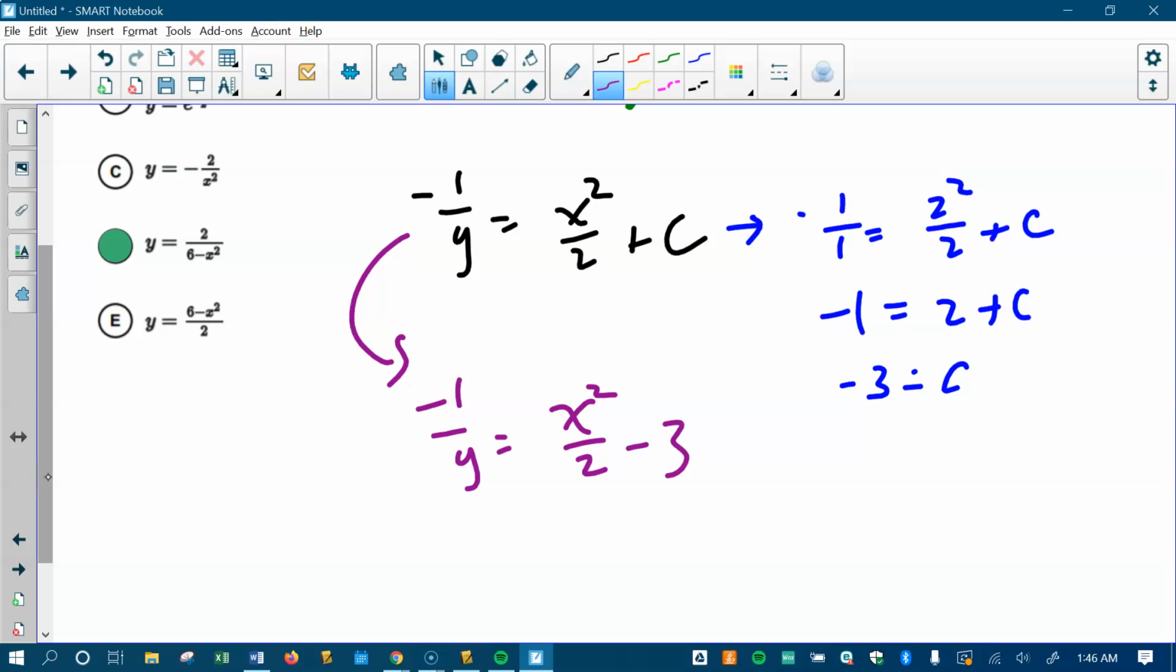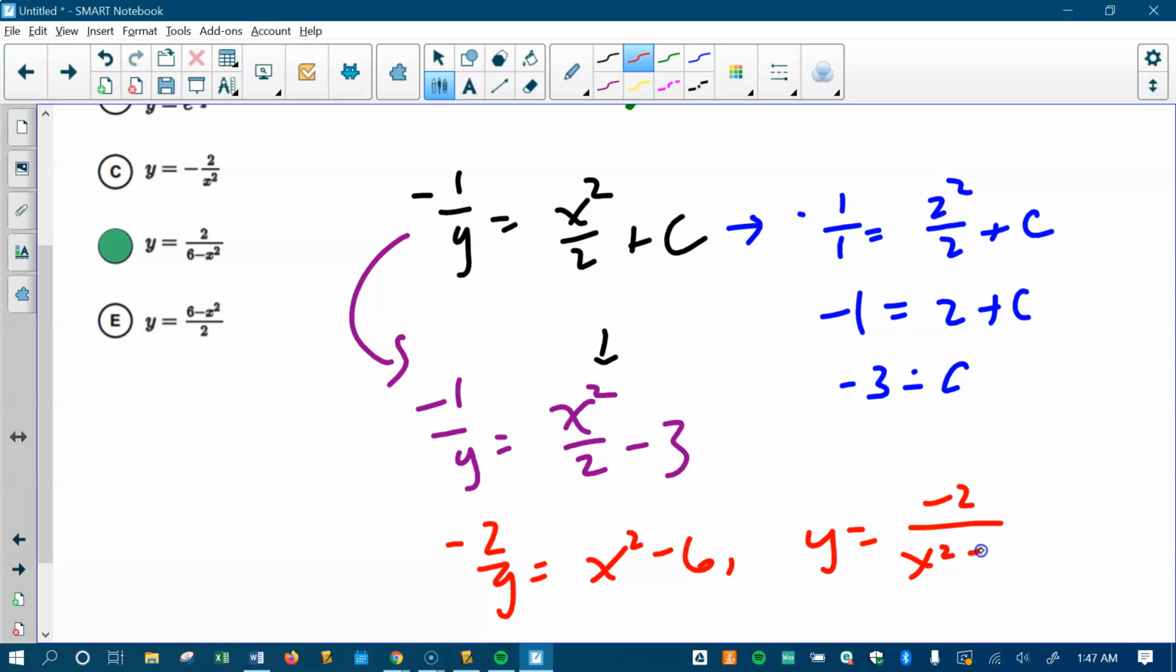I can multiply both sides by 2 to get rid of the fraction, which I don't really want, and I get negative 2 over y is equal to x squared minus 6. And again, when I switch, I get y is equal to negative 2 over x squared minus 6, and all of my signs differ by 1 for d, which is why d is my answer.